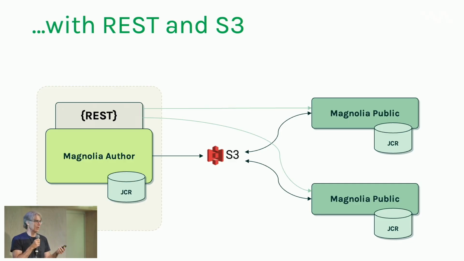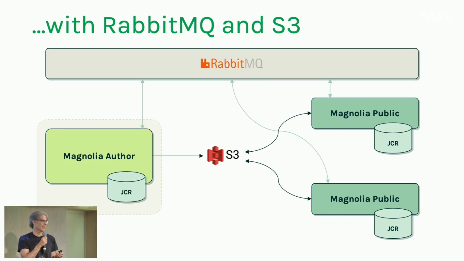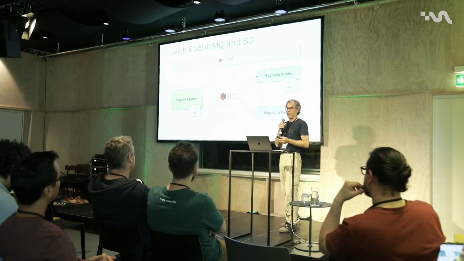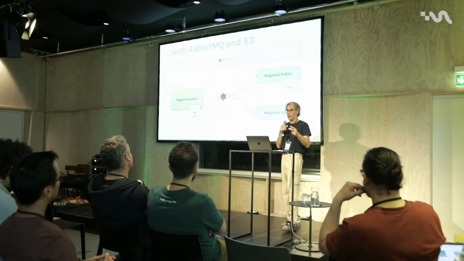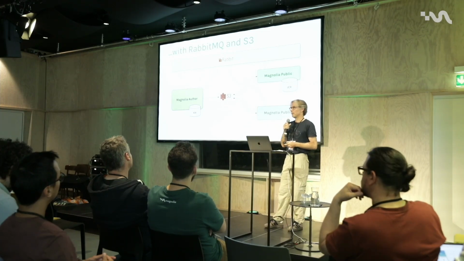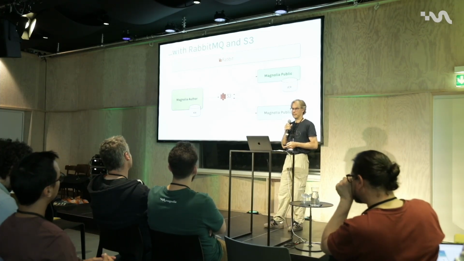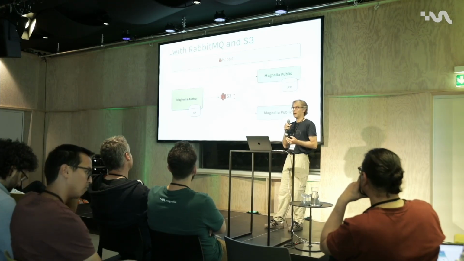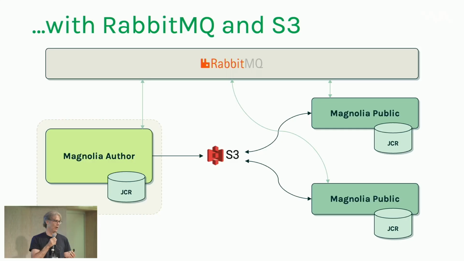And if you want to go even further, you can take that orchestration out of REST and implement it via our RabbitMQ connector. So RabbitMQ would take over all this coordination between the author and public instances, which allows you to decouple your instances even further and take further load off the author instance.